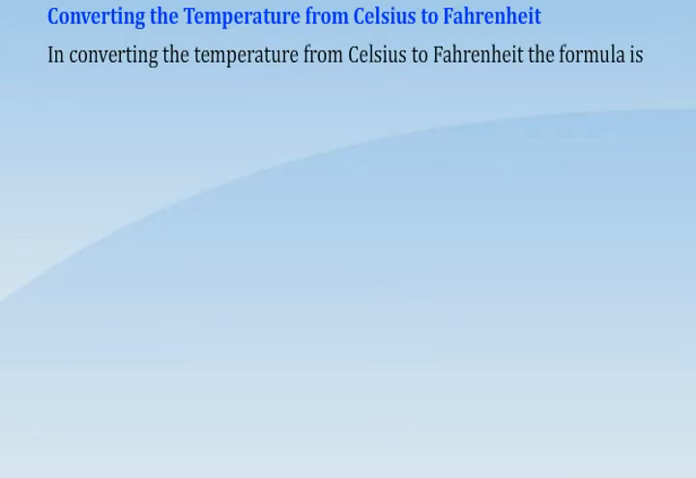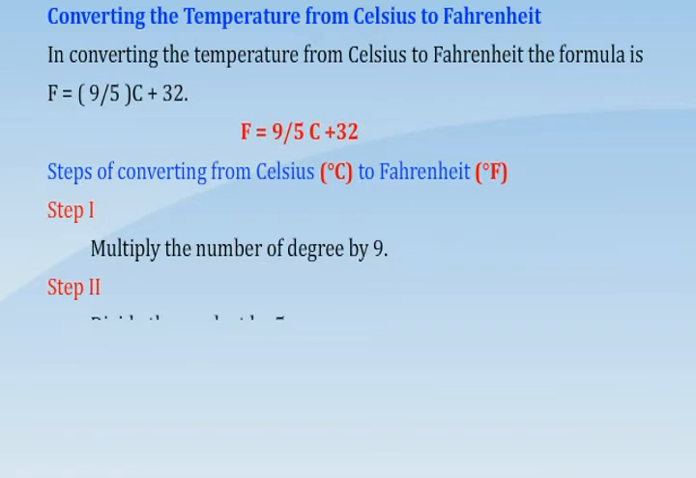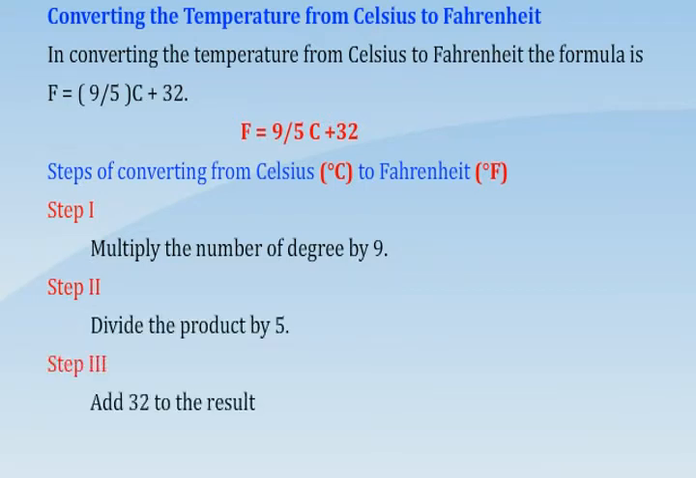In converting the temperature from Celsius to Fahrenheit, the formula is F is equal to 9 by 5 C plus 32. Steps of converting from Celsius C to Fahrenheit F. Step 1. Multiply the number of degrees by 9. Step 2. Divide the product by 5. Step 3. Add 32 to the result.